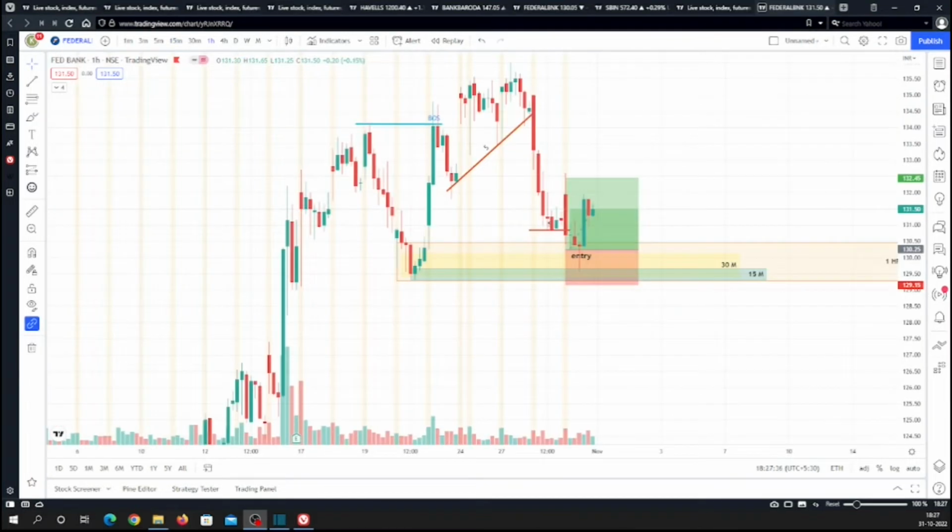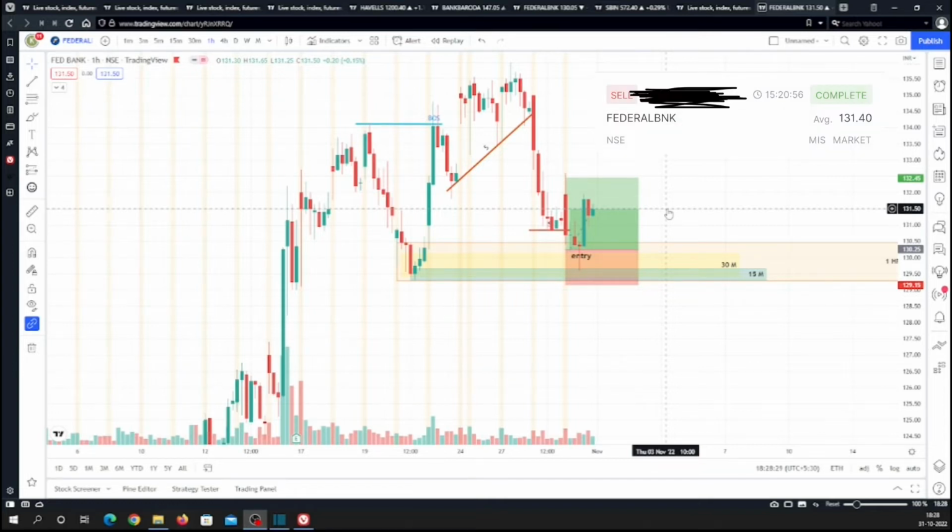So the market is closed for today, and as you can see here, the price didn't hit our second target, which is our 1:2 risk reward ratio. Our first half position was filled at 131.35, which was 1:1 risk reward ratio. Since it was an intraday trade and it didn't achieve a second target, it was closed at 131.4. So basically what we achieved was around 1:1 risk reward ratio.